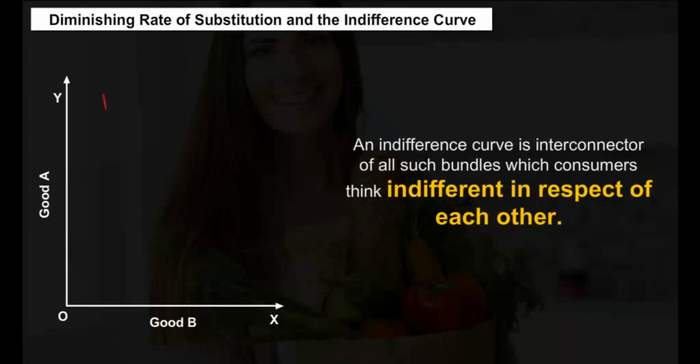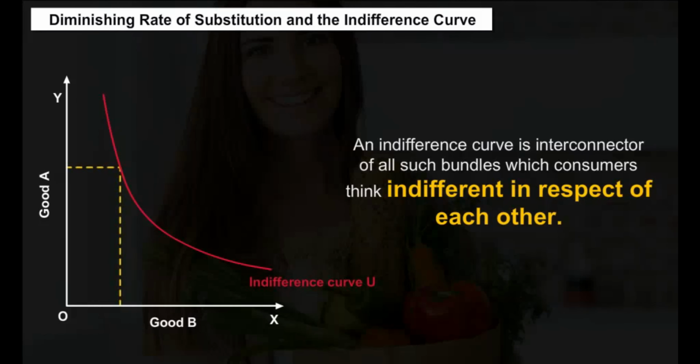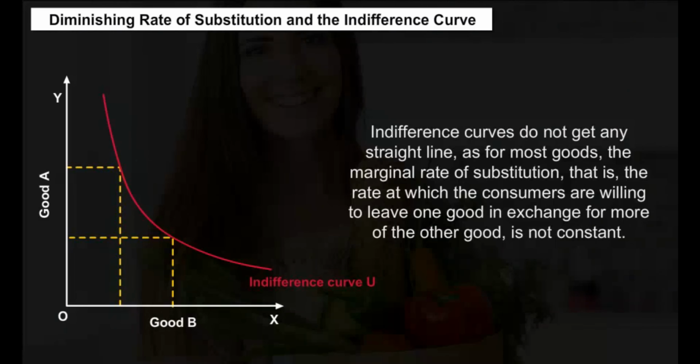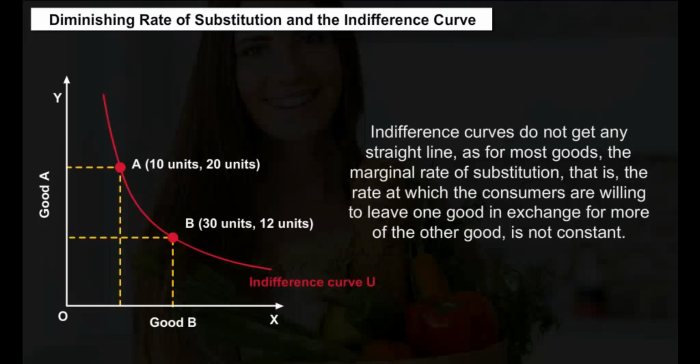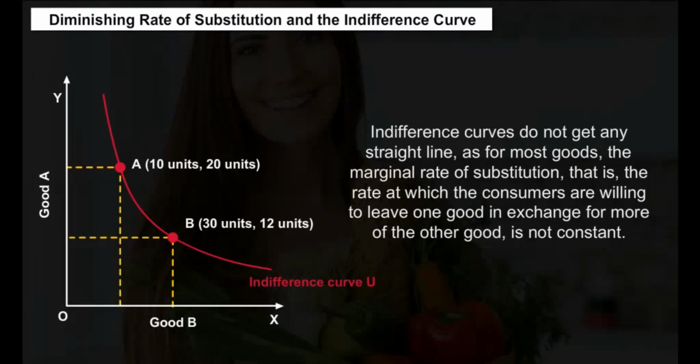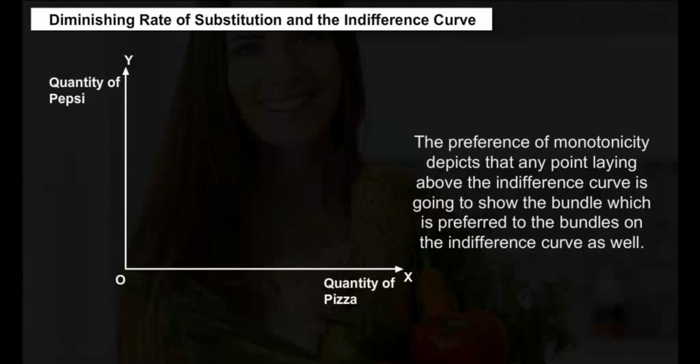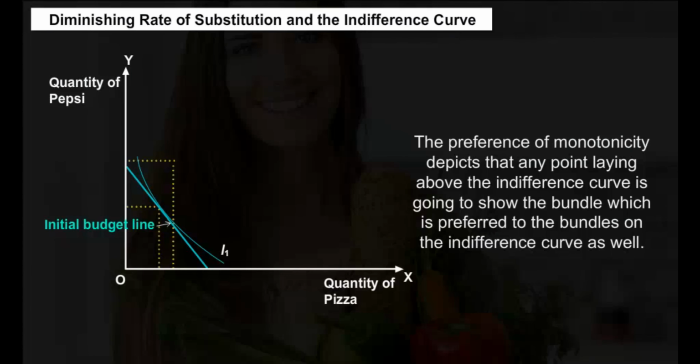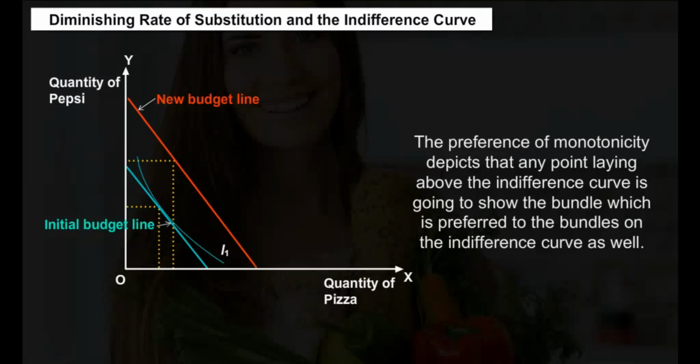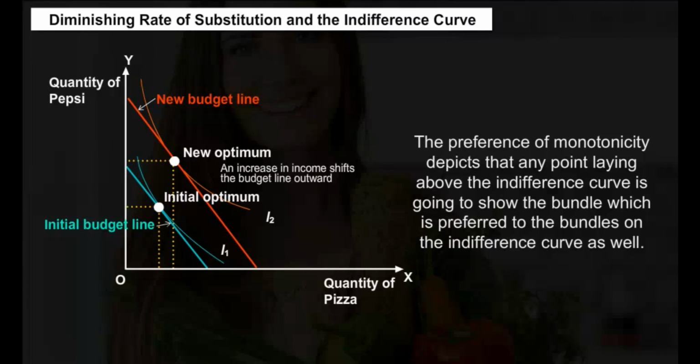An indifference curve connects all such bundles which the consumer thinks are indifferent to each other. Indifference curves are not straight lines, as for most goods the marginal rate of substitution, that is, the rate at which the consumer is willing to give up one good in exchange for more of the other good, is not constant. The monotonicity of preferences shows that any point lying above the indifference curve represents a bundle which is preferred to the bundles on the indifference curve as well.